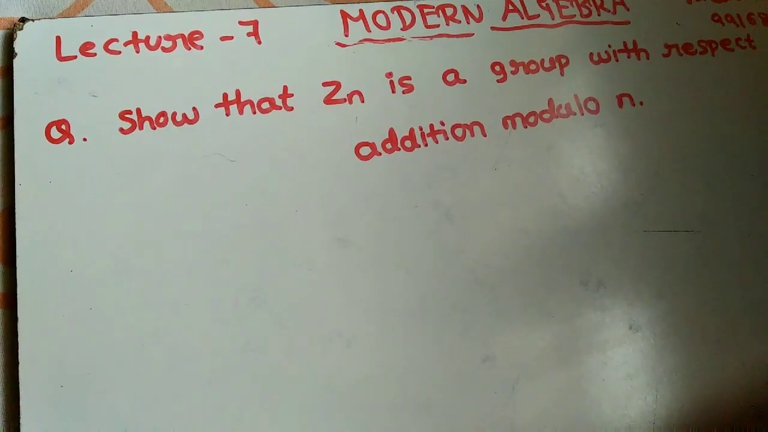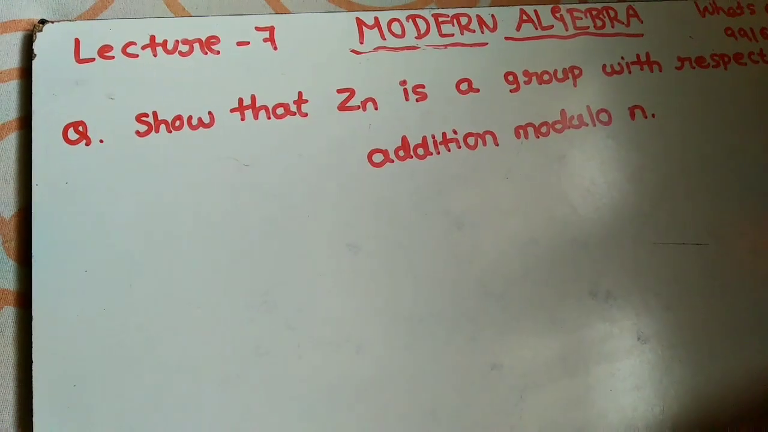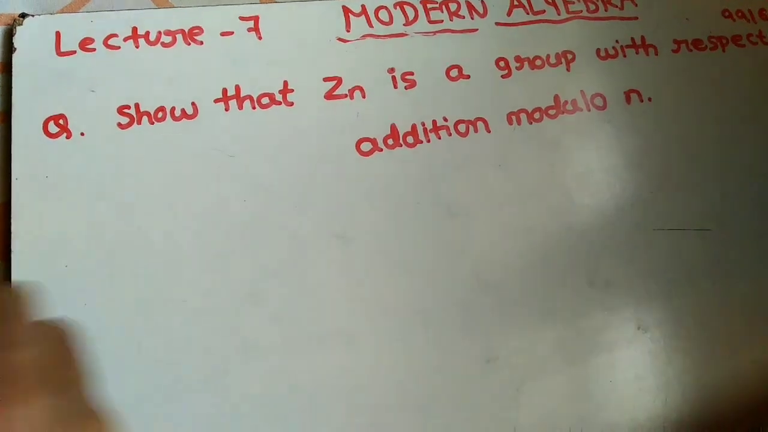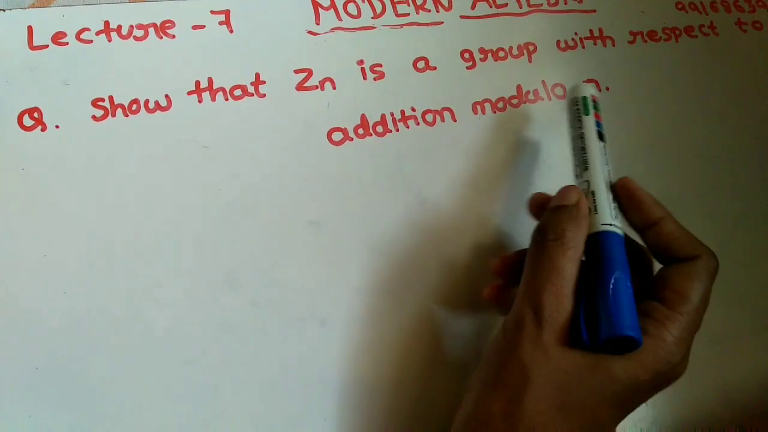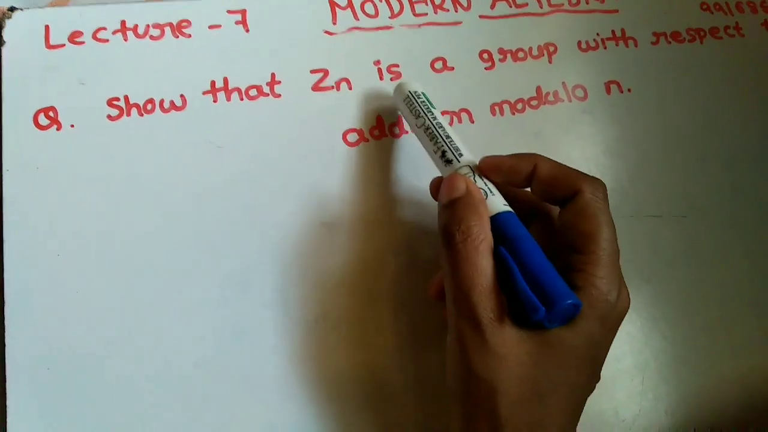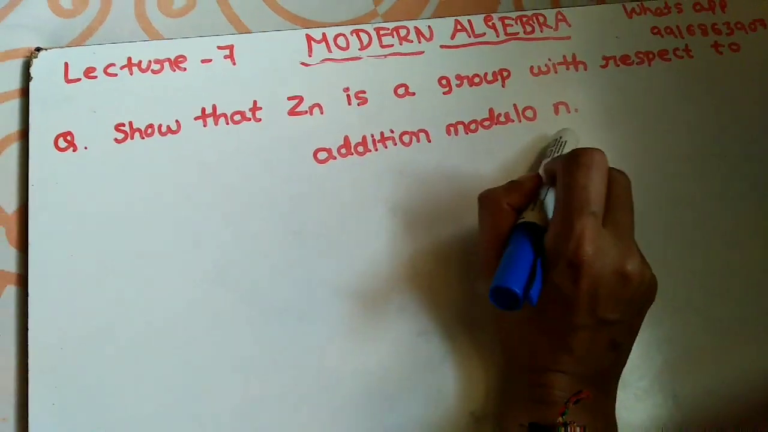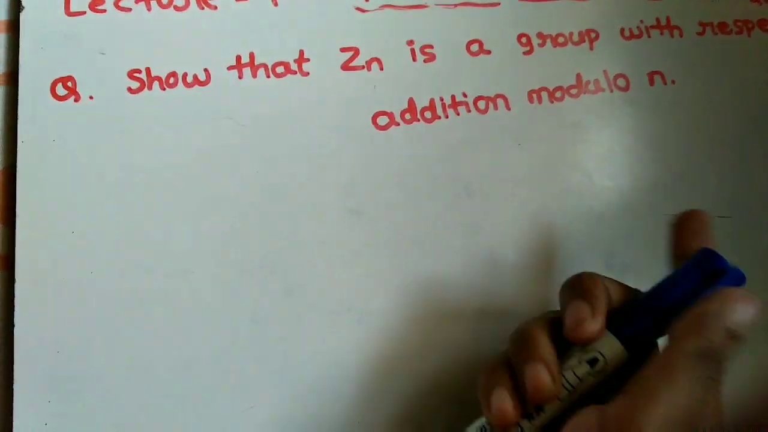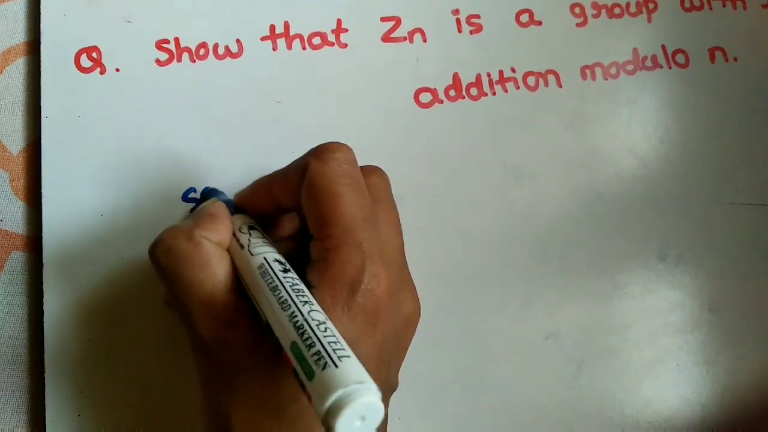In lecture 7 part 1, we discussed whether the special linear group is a group or not. In this video, we will discuss the integers modulo n, which is nothing but Zn. We have to show that Zn is a group with respect to addition modulo n. What is our binary operation here? Addition. So let me solve this question.